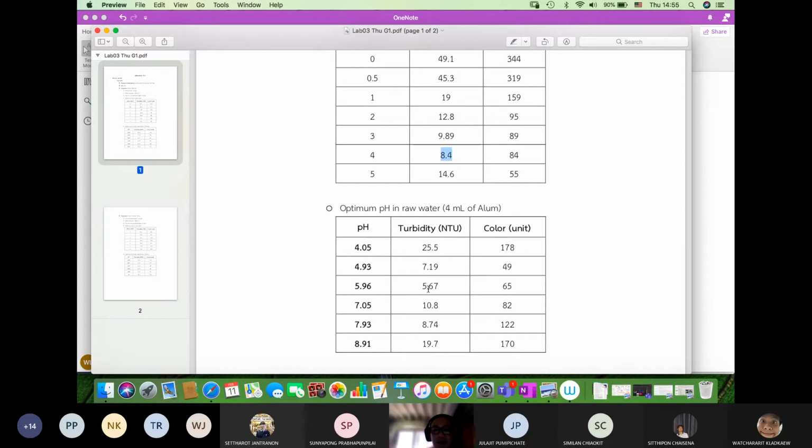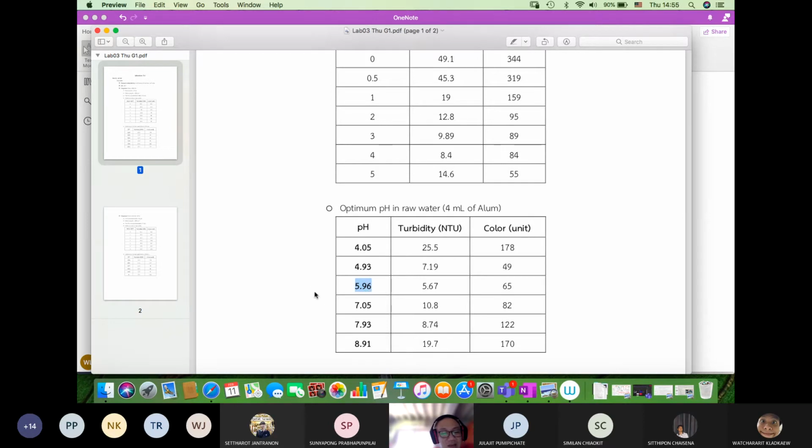The one which gives the lowest turbidity seems to be this one. This is the lowest turbidities that you achieved from this second experiment. So that the optimum pH is this one. So in fact, this is approximately 6.